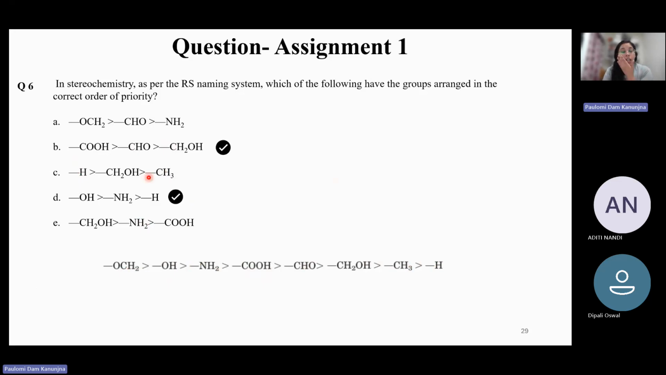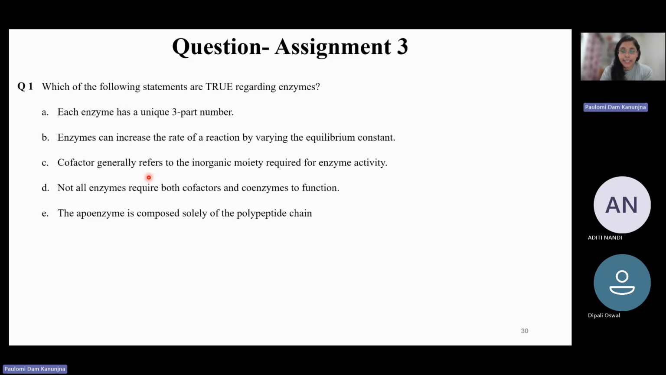That's very important, that this is based on the RS naming system. So you remember we had this, where do we start and how do we go? This is that order. If you look into the RS naming system, this is the order that you need to remember. All right. Next one.